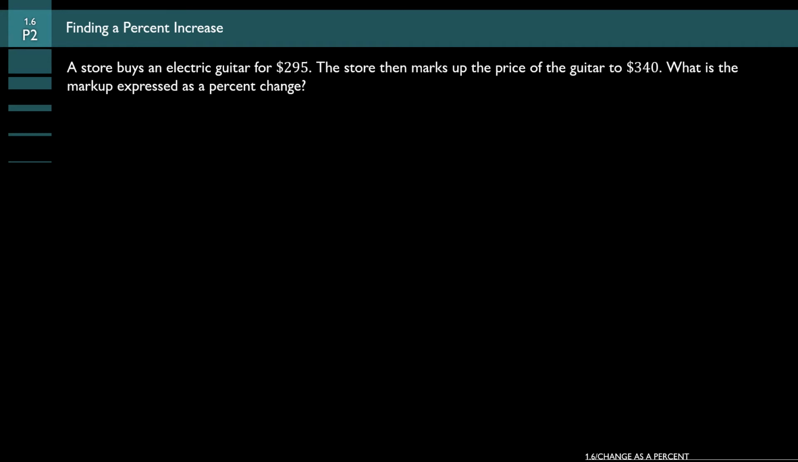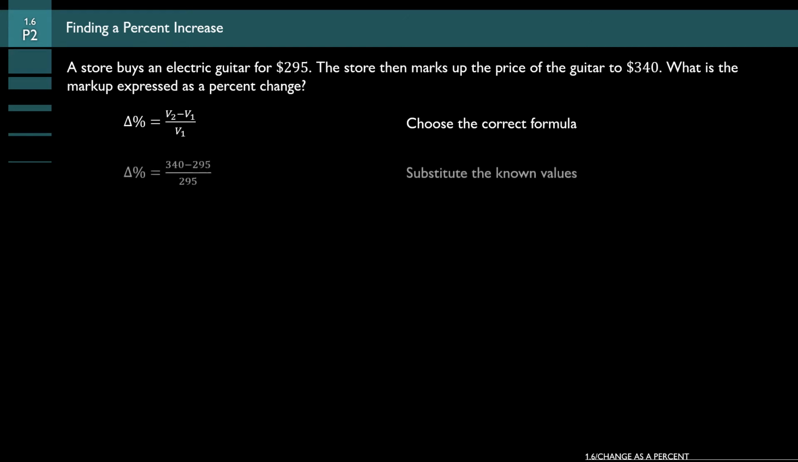In our next problem, we're going to look for a percentage increase. So a store buys an electric guitar for $295. The store then marks up the price of the guitar to $340. What is the markup expressed as a percent change? Choose the correct formula, V2 minus V1 over V1. Then substitute the known values into the formula.